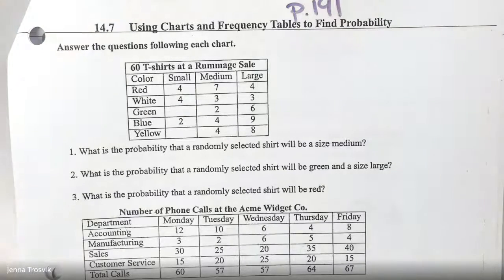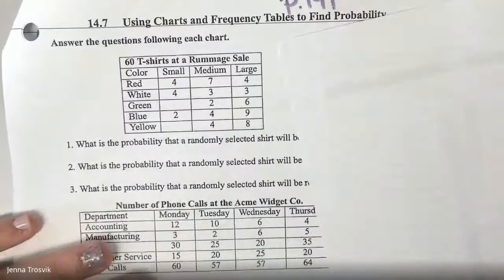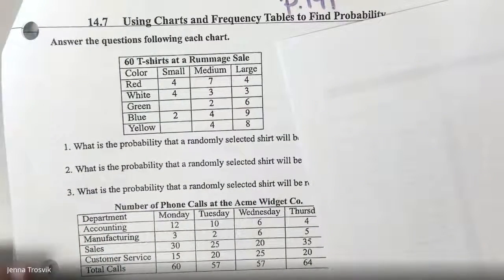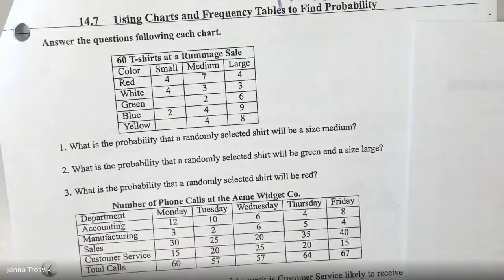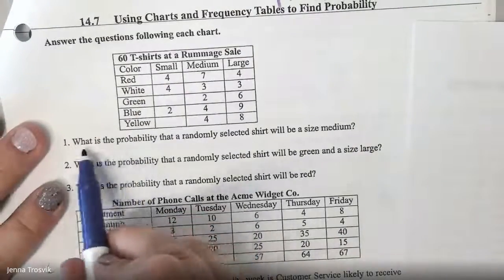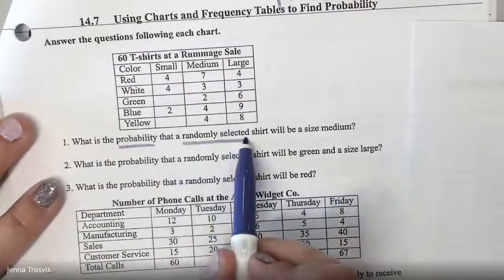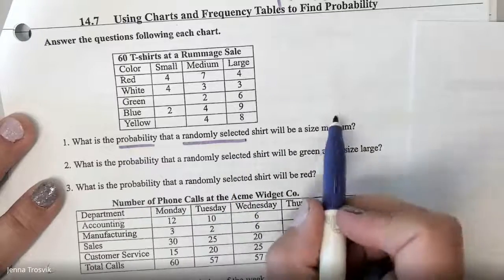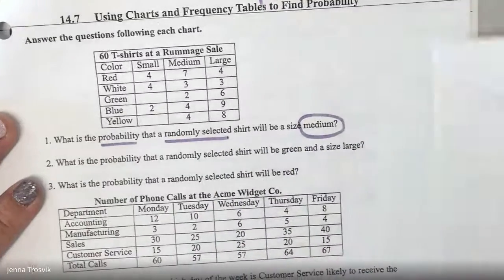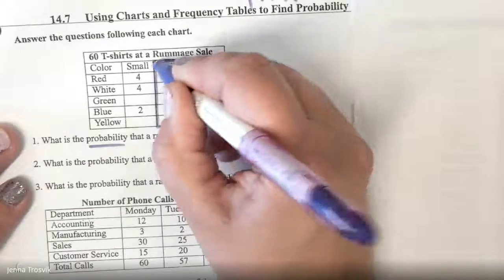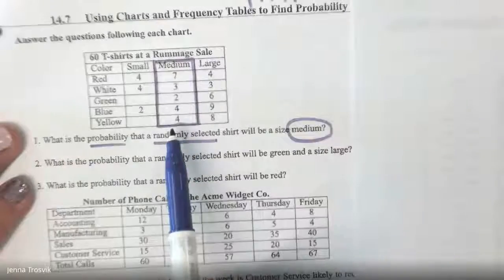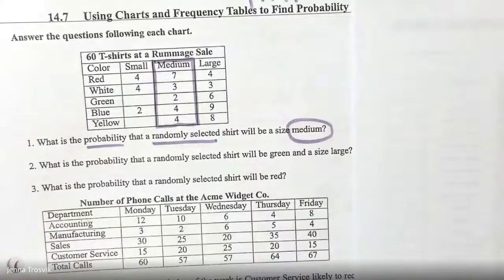All right, for number one, we need to solve for the probability that a randomly selected t-shirt will be a size medium. So keywords, what is the probability a randomly selected shirt will be a medium? Clue word medium. So we are actually just looking at this column right here. So we have to know how many medium shirts are out of the 60 shirts that they have for our full data set. So our total is we have 60 t-shirts total at this rummage sale.